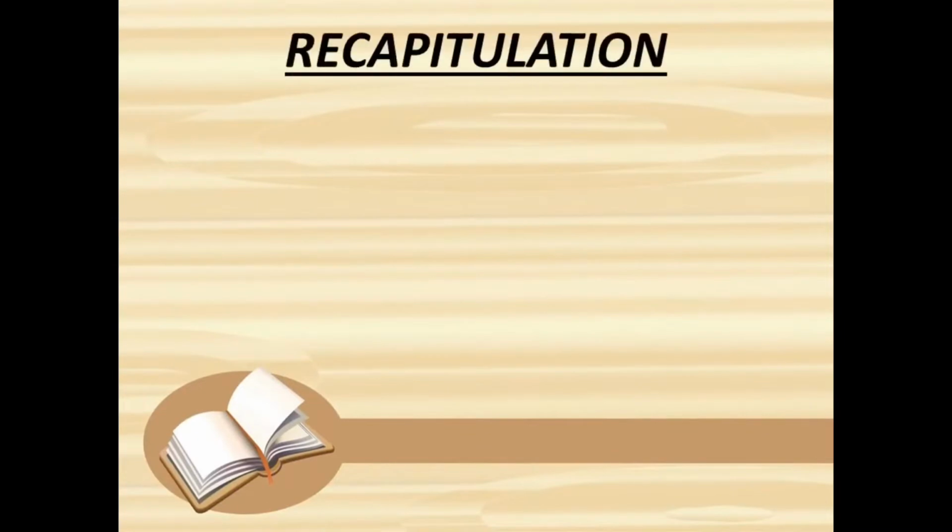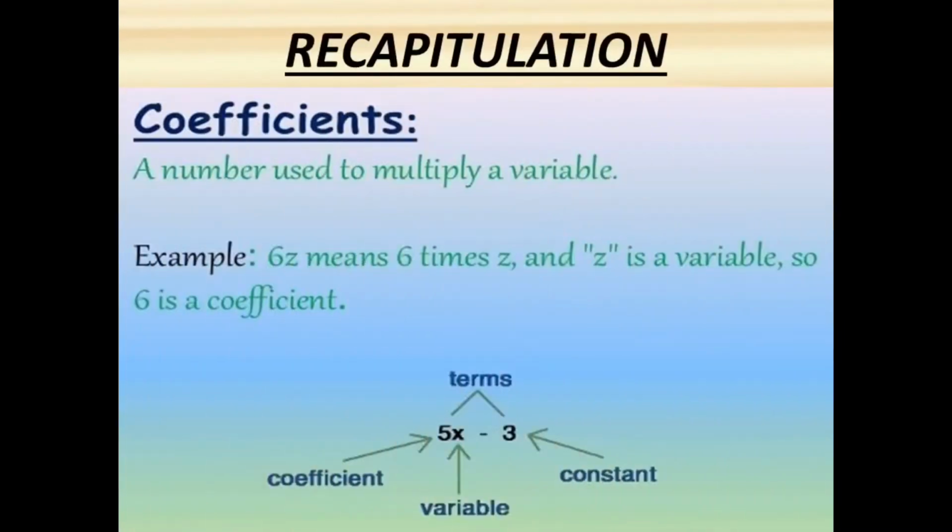Next topic is coefficients, and a coefficient is a number which is used to multiply with a variable. For example, 6z means 6 times z, and here z is a variable, so 6 is a coefficient. And in an algebraic expression 5x minus 3, there are two terms, 5x and 3. Here 5 is the coefficient, x is the variable and 3 is the constant. Hopefully it is also clear to you.